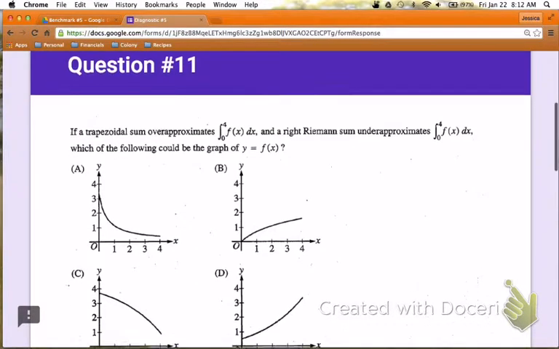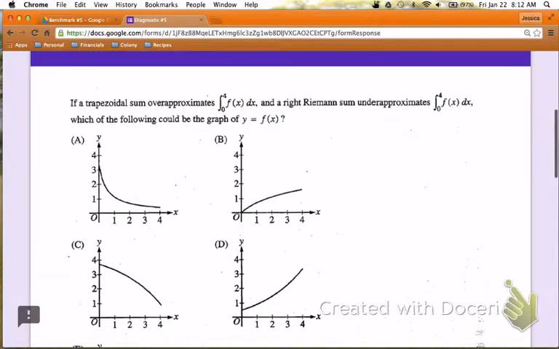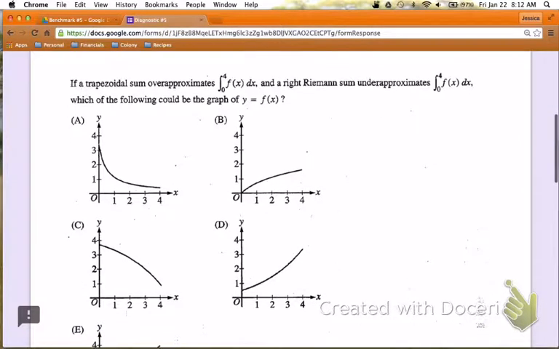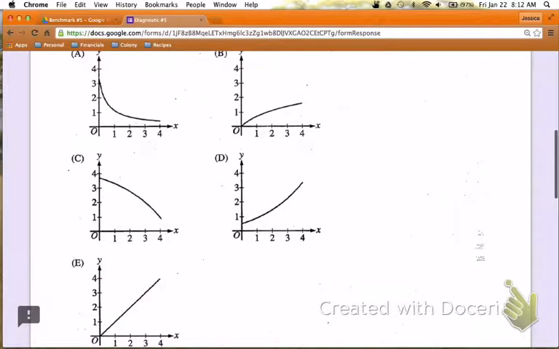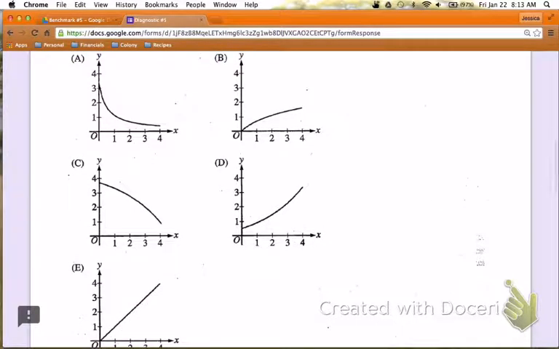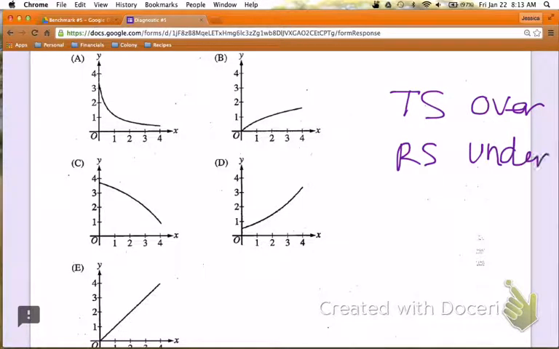Question number 11 says, if a trapezoidal sum over approximates the area and a right Riemann sum under approximates the area, which of the following could be a graph of f of x? So let me just make myself some notes so we don't have to look at it on the whole page. So the trapezoidal sum over approximates the area, and a right sum, I think it said, under approximates the area. So we need to figure out which of these matches up with that.